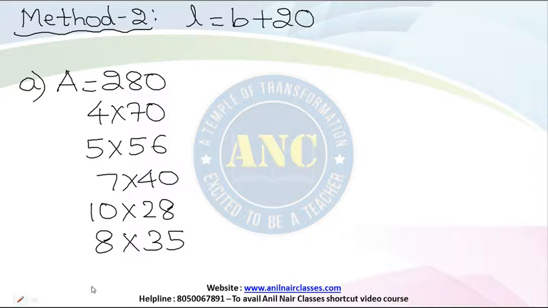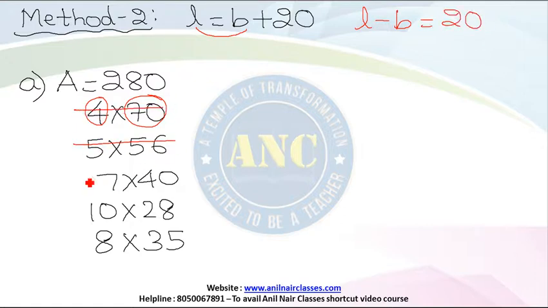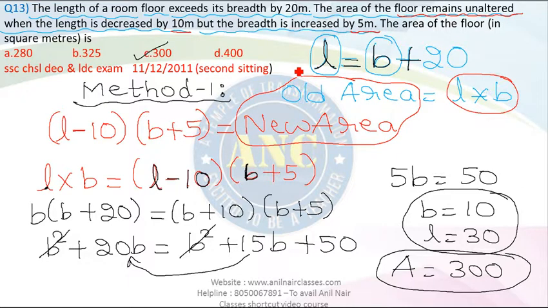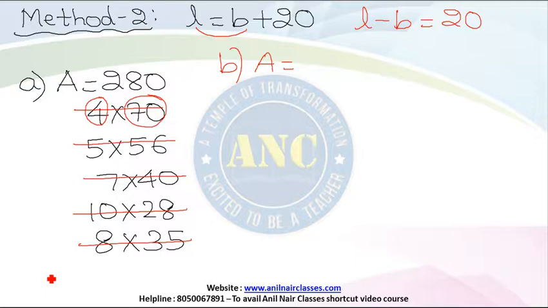Now, if I take one of them as length and the other as breadth, the difference between length and breadth should be 20. The difference is not 20, not 20, not 20. None of them is satisfying. Sir, should I check it for everything? I personally believe that rather than doing all these things, this method is a little easier.